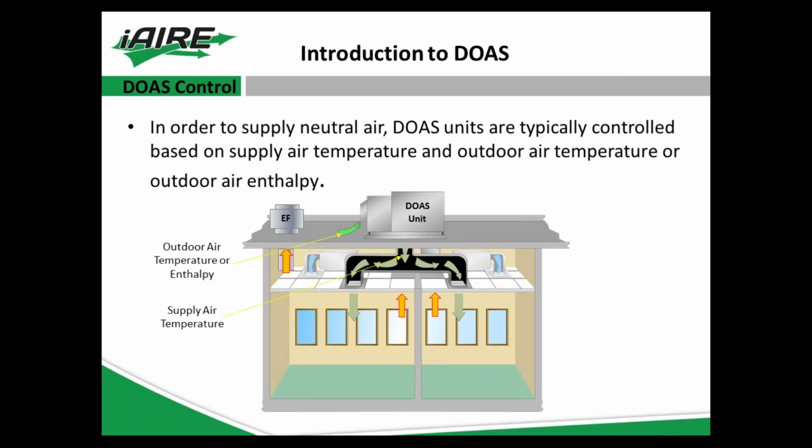And to supply that space neutral air, DOAS units are typically controlled based on supply air temperature. And they'll also contrast that with using either just an outdoor air temperature sensor or a little fancier outdoor air enthalpy sensor, comparing and contrasting those temperatures to provide that neutral air.